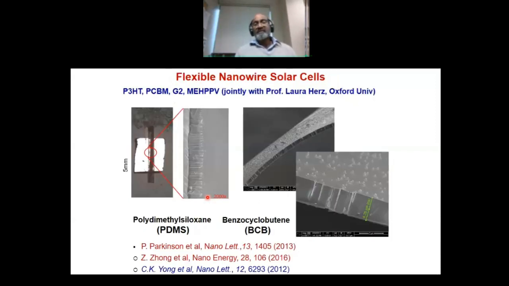So we've been working with Professor Laura Herz at Oxford University. Instead of using polymers, how about replacing that polymer, which is only a structural material, with some organic semiconductors, so that you can make use of the best of both worlds of inorganic and organic semiconductors. And so we're exploring this with the hope that we'll be able to demonstrate nanowire flexible solar cells, for example.